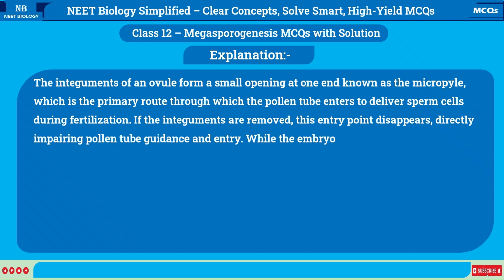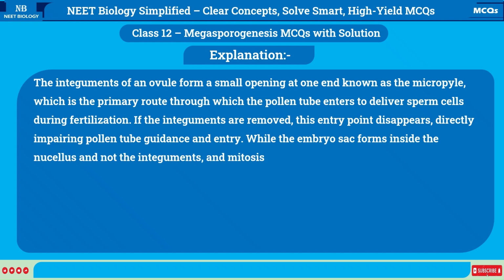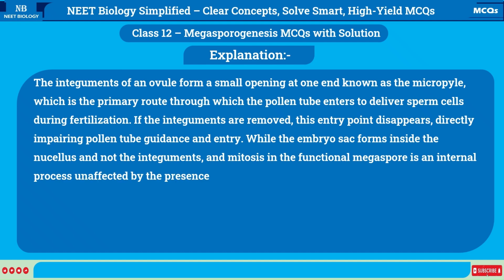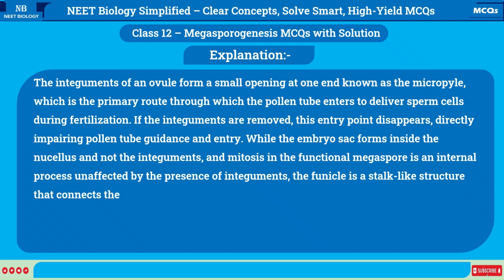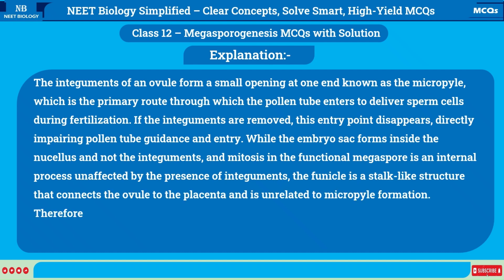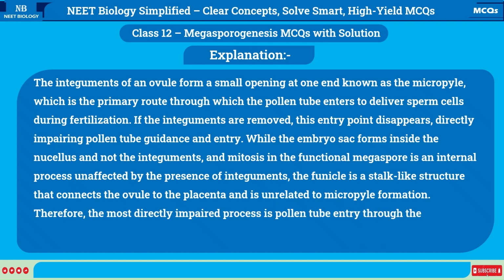While the embryo sac forms inside the nucellus and not the integuments, and mitosis in the functional megaspore is an internal process unaffected by the presence of integuments, the funicle is a stalk-like structure that connects the ovule to the placenta and is unrelated to micropyle formation. Therefore, the most directly impaired process is pollen tube entry through the micropyle.